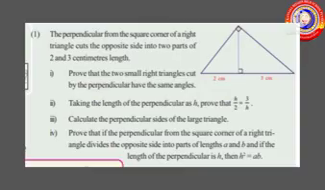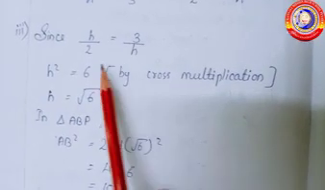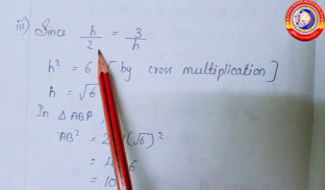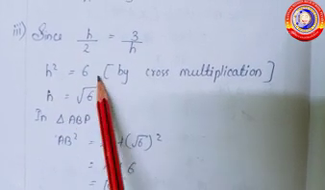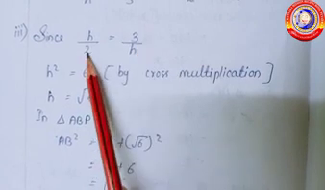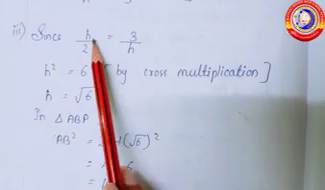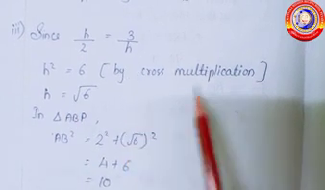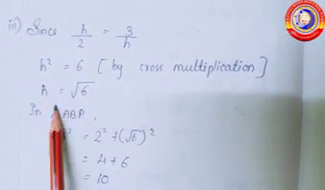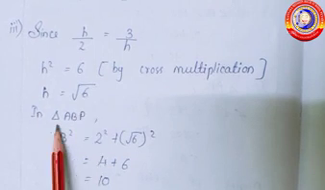Next, third part, calculate the perpendicular sides of the large triangle. Here we have proved that h by 2 is equal to 3 by h, so by cross multiplication we will get h square is equal to 6. Okay, h into h is h square, then 2 into 3 is 6 by cross multiplication. Then h square is equal to 6, then h is equal to root 6.